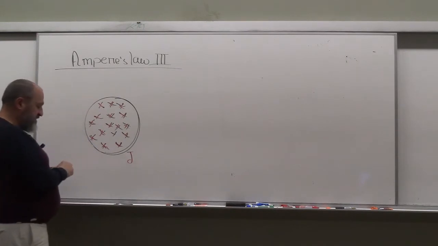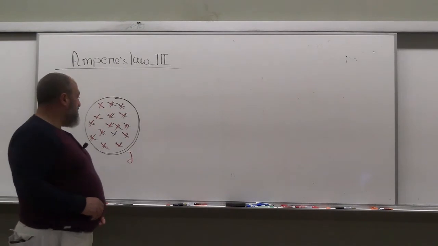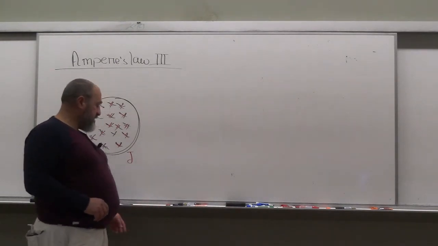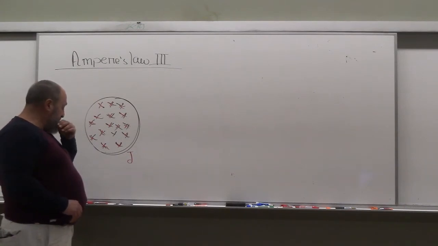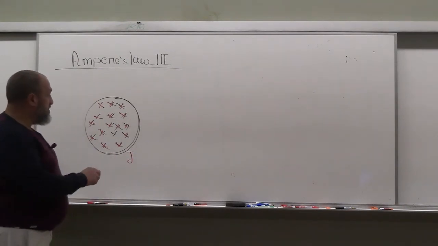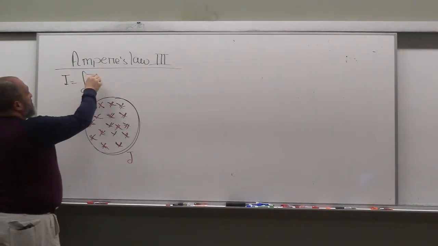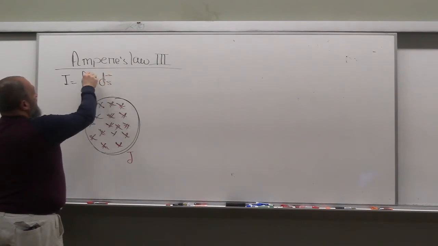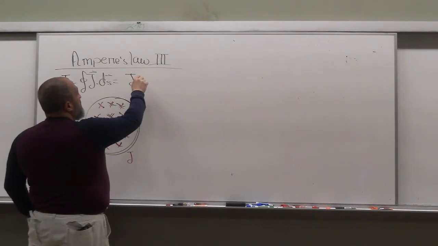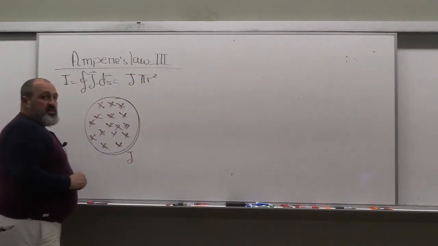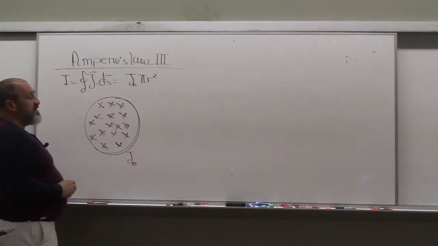We had done stuff like that with uniform charge distribution in a sphere, trying to find what the electric field was inside and outside. So the current density is uniform, J. What is the total current flowing? I is equal to the integral of J dot dA over this, and J is uniform, so it's J times pi r squared. That's your I.